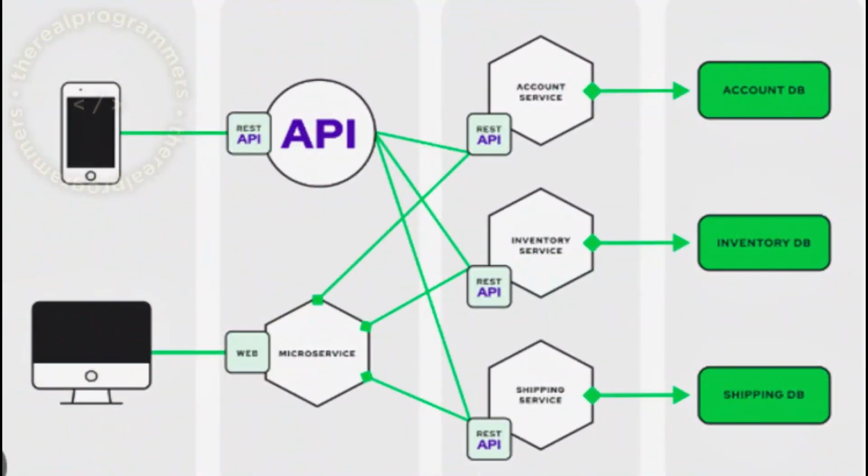This setup is called Microservices Architecture, which makes the system easier to maintain, scale, and improve. Each service is responsible for one business function, like account management, inventory, or shipping. It has its own database. These services work together through a central API gateway, which directs user requests to the right service.